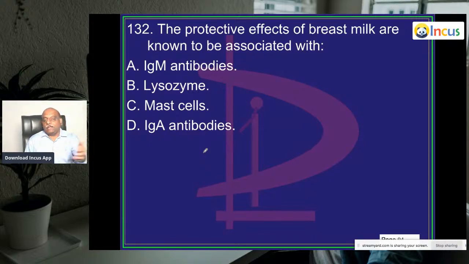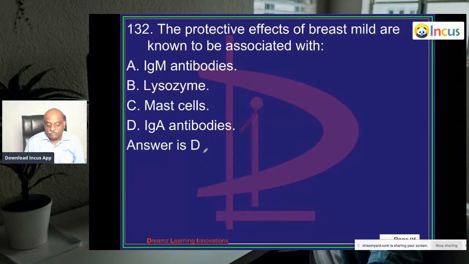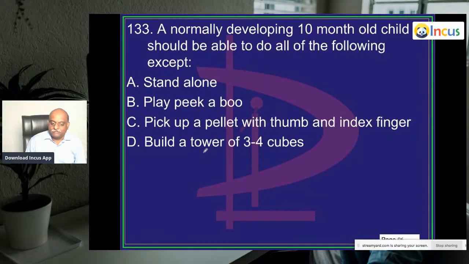The protective effect of the breast milk is all because of those secretory antibodies, IgA antibodies.